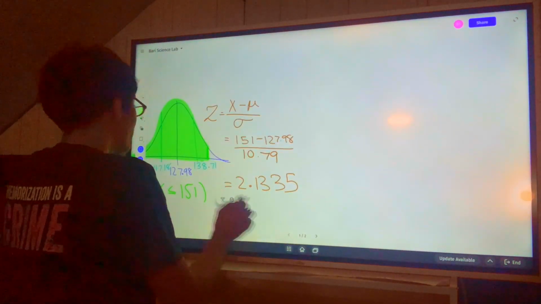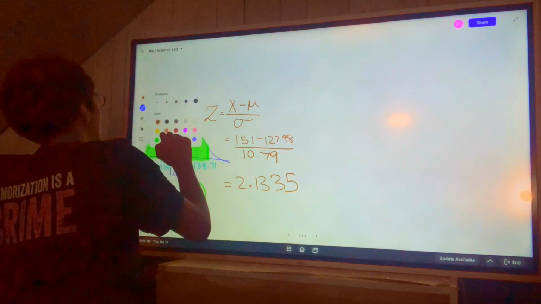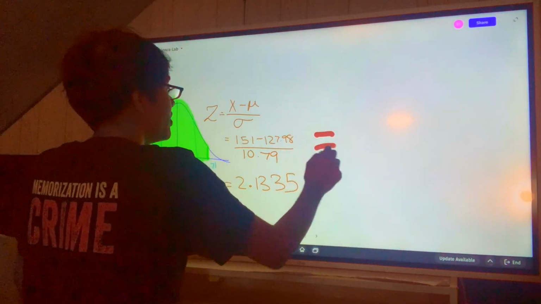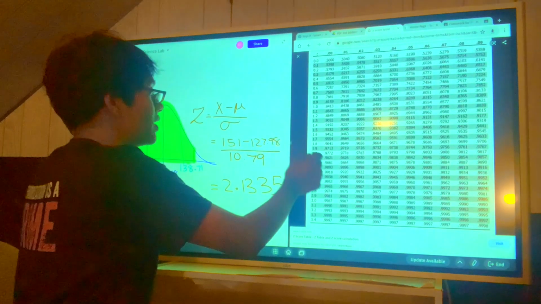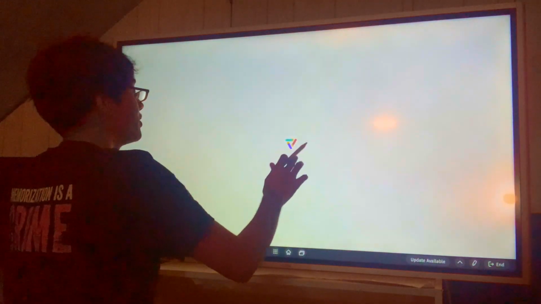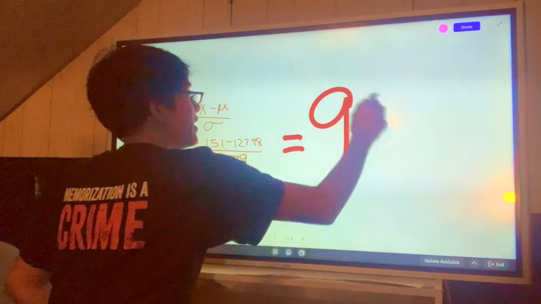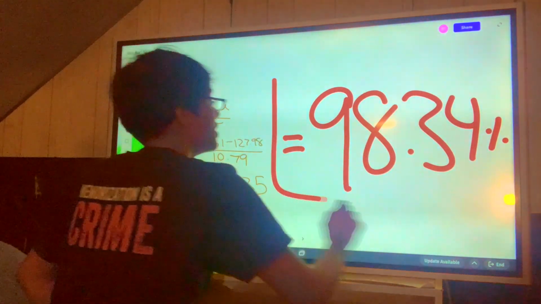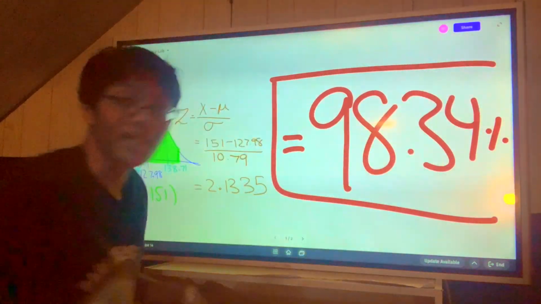Well, our final probability is as follows. The probability that no more than 151 of your emails are real. What is our final answer? Well, if you look at 2.134, our final answer is 98.34. And so that is our answer, folks. 98.34%. Your spam filter and you are working correctly to identify spam.